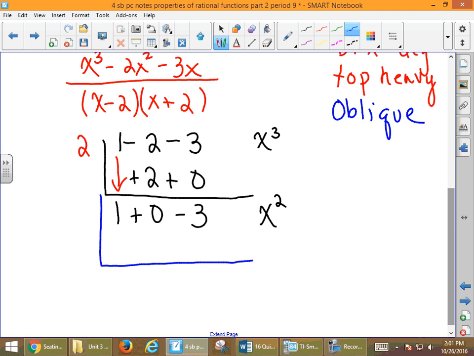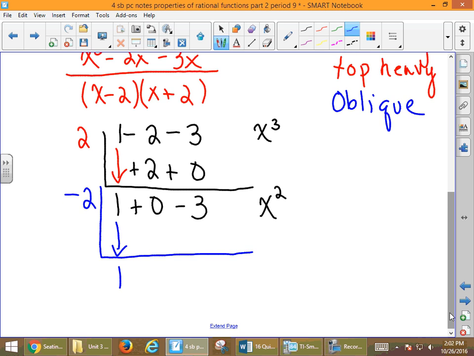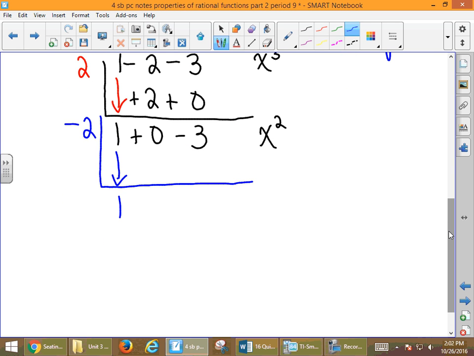We did x minus 2. Now we're going to deal with the factor of x plus 2. But remember, it's plus 2, so in order to divide, we're going to divide by a negative out here. And we're going to carry down our 1. And we end up with negative 2 times 1 is negative 2. 0 minus 2 is negative 2. Negative 2 times negative 2 is positive 4. And negative 3 plus 4 is 1.